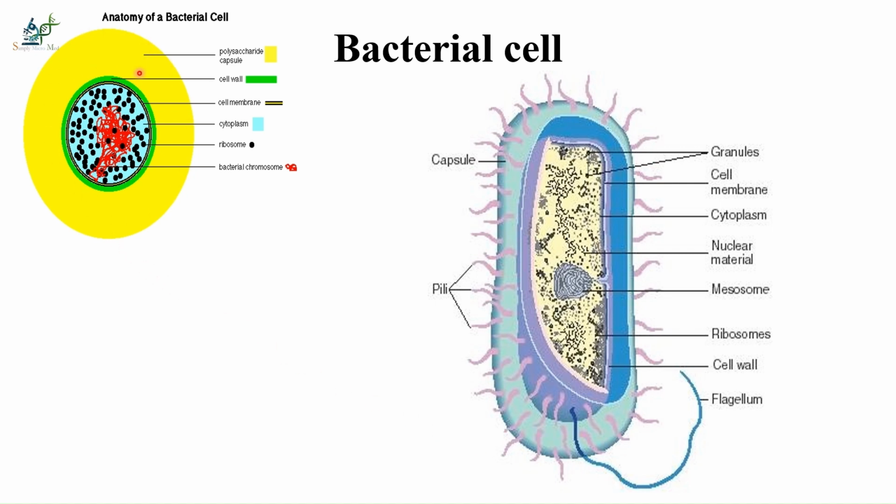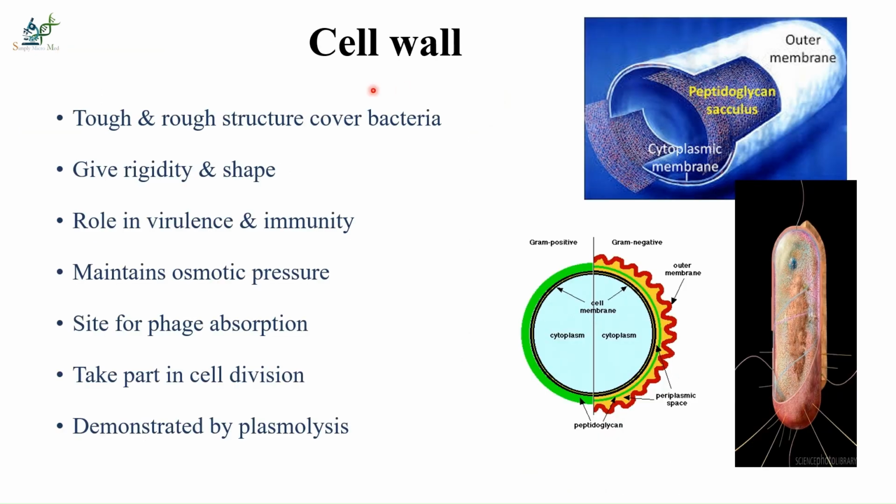Here you can see the outermost polysaccharide capsule. Just inner, you can see the cell wall. Just inner to the cell wall, we have the cell membrane or cytoplasmic membrane. And inside the cell membrane, you have the cytoplasm, and this cytoplasm consists of ribosome, bacterial chromosome, mesosome, plasmid, and other organelles. So, the cell wall.